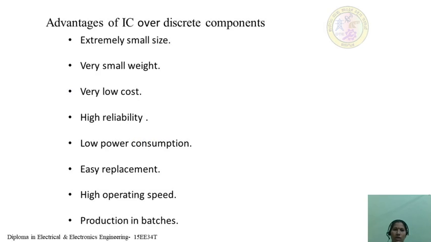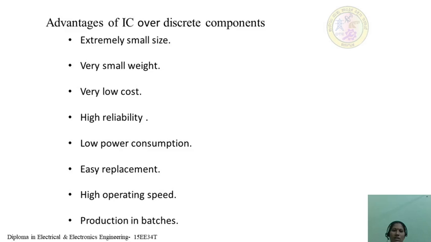Next, we'll move on to the advantages of the integrated circuits over the discrete components. The discrete components refers to the separate or individual components. The first advantage is that these ICs are very small in size, as we have seen in the previous slides, when compared to the separate components.